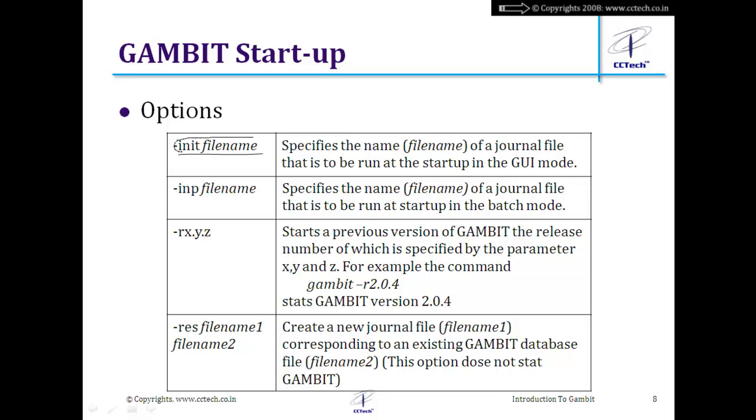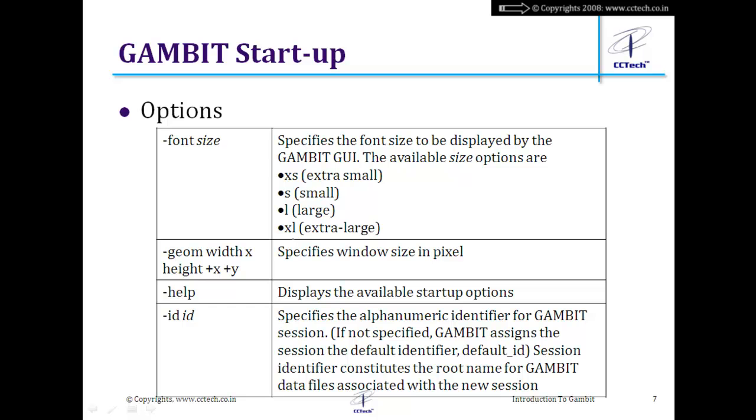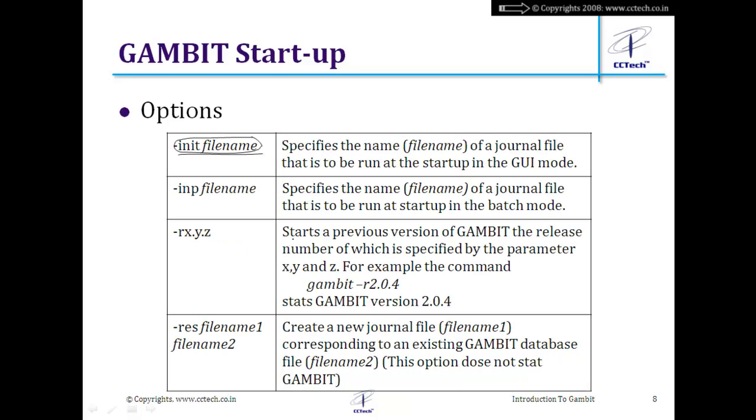So if I want to do this, then in the options form, I have to specify -init and the journal file name. I will talk about the journal file use and what I mean by automatic process later. So these are some of the options.